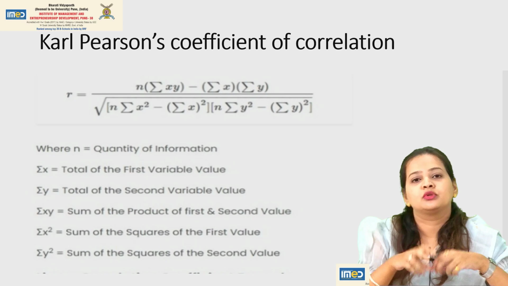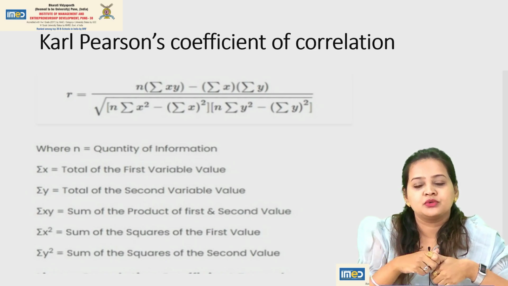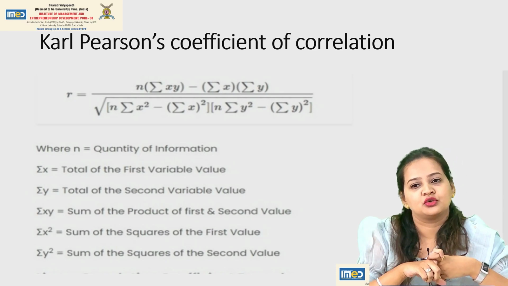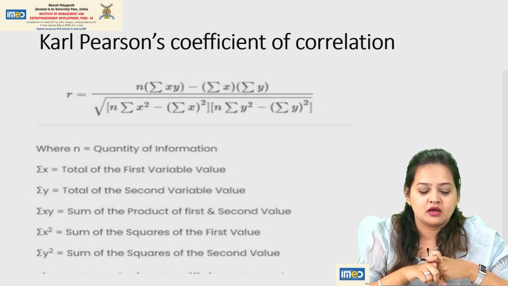Next very important thing, students, we are going to discuss today is the two different types of coefficient of correlation. First one is going to be the Karl Pearson's coefficient of correlation, and the second one will be the Spearman's coefficient of correlation. So let us understand the first formula of the Karl Pearson's coefficient of correlation.